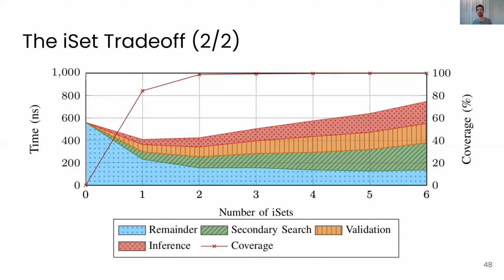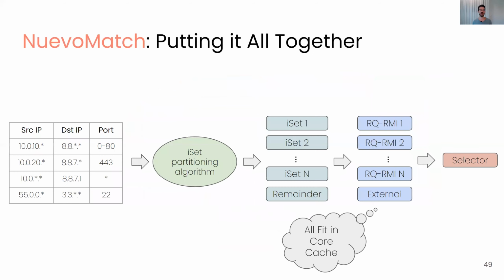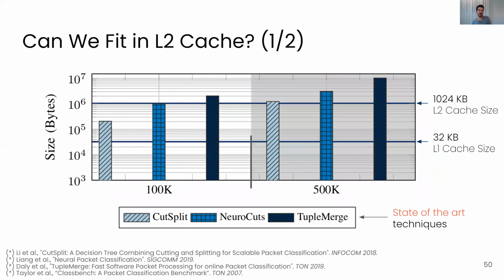Now we can put all things together. We term our solution as NuevoMatch. A NuevoMatch classifier takes a rule set, partitions it to several I-sets, and constructs an RQ-RMI model for each. The remainder subset is classified using any existing method, so we just plug and play. Now, you might have a bunch of questions. For example, can we really fit both RQ-RMI models and the remainder in L2 cache?